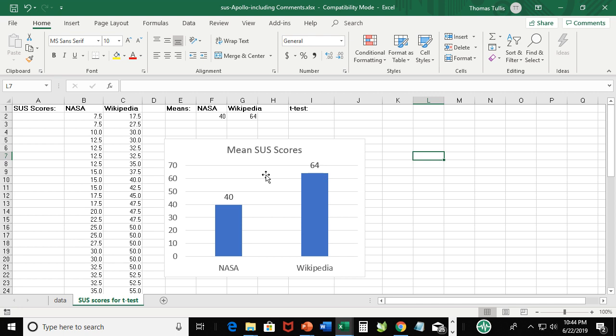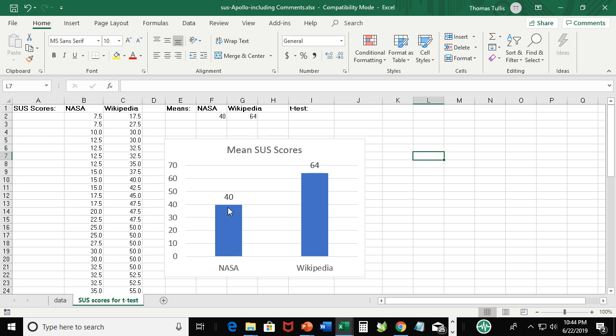And here are those means graphed. And you can see that the NASA site got an overall mean SUS score of 40. Wikipedia got an overall mean of 64. Now, either one of those is great. 64 is kind of average or slightly above average. 40 is actually not very good at all.